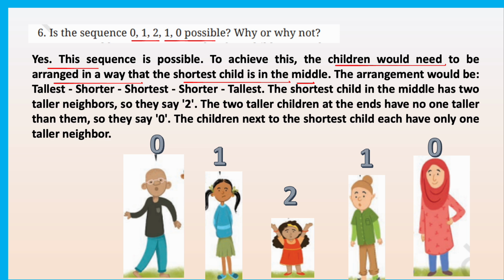So the children would need to be arranged in a way that the shortest child is in the middle. The arrangement would be tallest, shorter, shortest, shorter, tallest. The shortest child in the middle has 2 taller neighbors. So they say 2. The 2 taller children at the ends have no one taller than them. So they say 0. The children next to the shortest child each have only one taller neighbor. Then we will get this sequence 0, 1, 2, 1, 0.